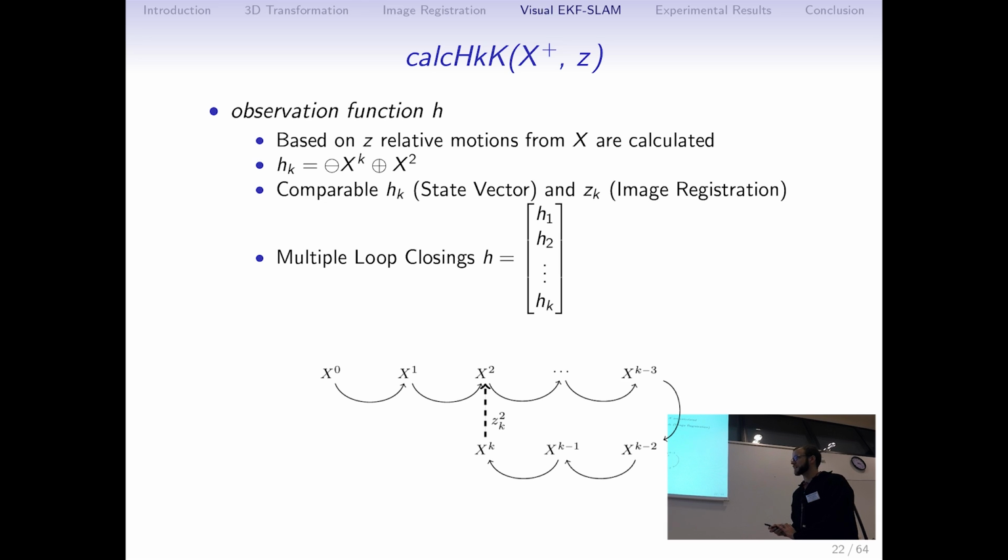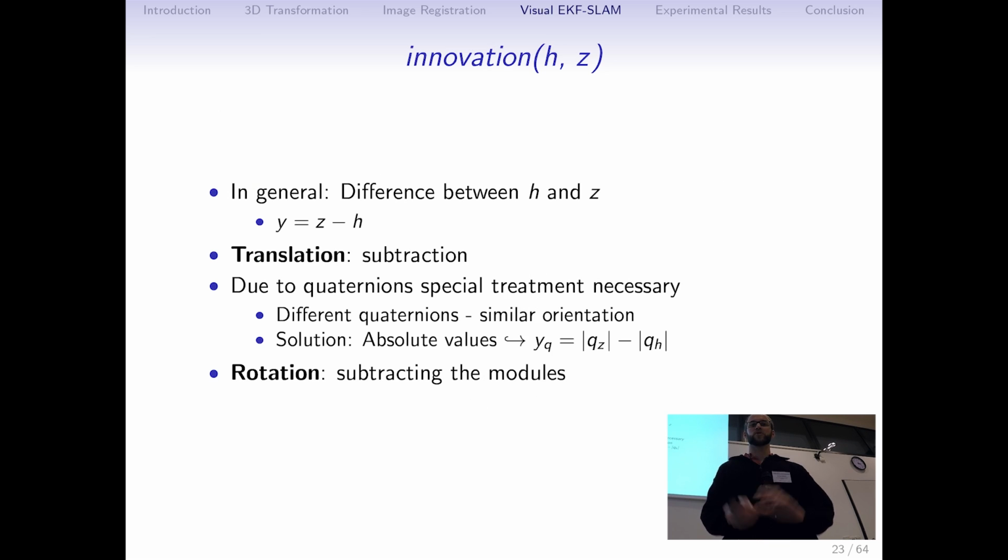We are now going minus xk, this is the inversion function of the 3D transformation, plus x2 to get the relative transformation between both states. This can be seen here. So remember, hk is calculated by the usage of the state vector, and zk was calculated by the usage of the corresponding images to such states. So we have now two comparable results, which are important in the next step by calculating the innovation.